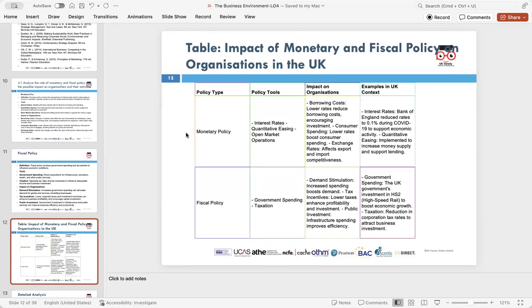Taxation policies such as reductions in corporation tax rates can attract business investment. Lower corporate tax rates enhance businesses' profitability and encourage capital investment, supporting economic growth.